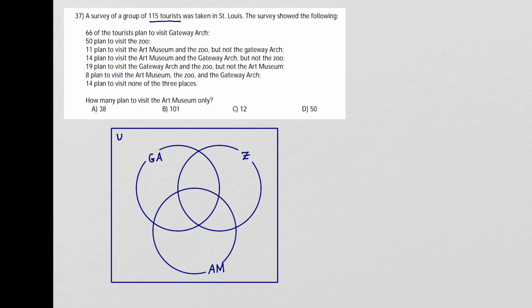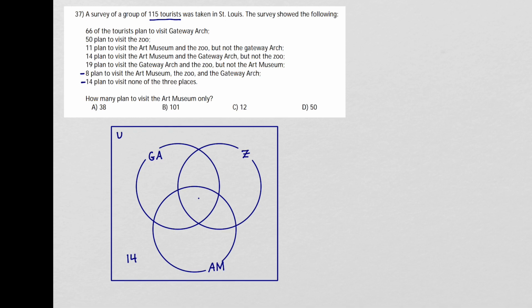So they start by telling us 66 of the tourists plan to visit Gateway Arch and so on. But what I'm looking for is a number that applies to only one of the sections of the Venn diagram. So if I start at the bottom here, it says 14 plan to visit none of the 3 places. So that's how many go there. And then the next one up says 8 plan to visit the art museum, the zoo, and the Gateway Arch. So that puts 8 in that section.